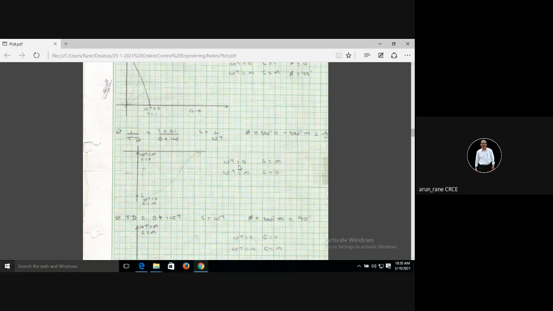That is, when omega t is 0, what will be the value of g? Infinity. G is coming from infinity when omega t is 0. Now when omega t is infinity, the value of g is 0. So how is it shown? As omega t approaches infinity, this 1 upon omega t will approach 0. Is it clear?